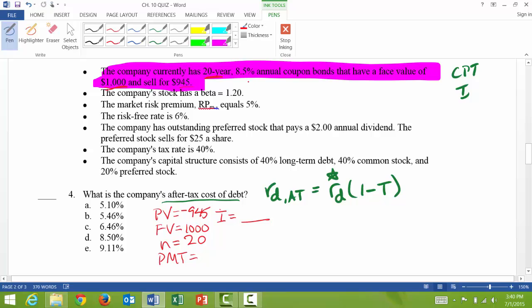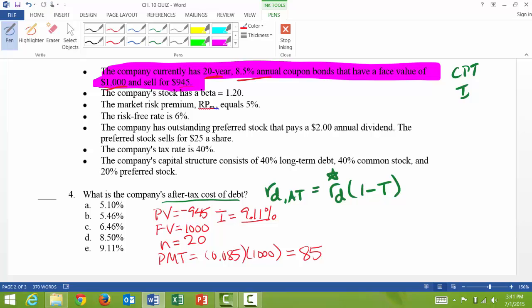And the payment, it's an 8.5% annual coupon bond. Remember, to get the payment, you multiply 8.5% times 1,000, because it's expressed as a percentage of par value. And so the payment amount is $85. Now we have our payment, and you would enter these pieces of information into your calculator. And when you compute I, you'll get 9.11%. You guys can refresh your memory on how to compute that in the calculator.